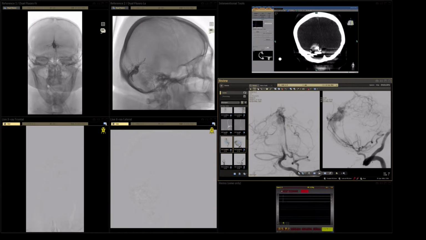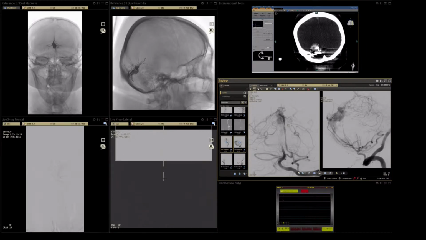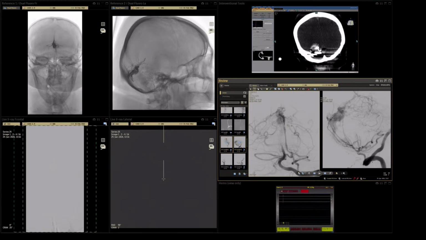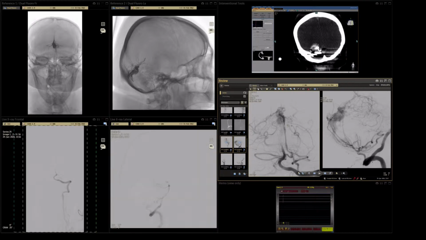Now I took out my guiding and I'm asking Abzal to do control angiography. Control XPER-CT. Yes, it was both side approach. Okay, let's wait for the XPER-CT.